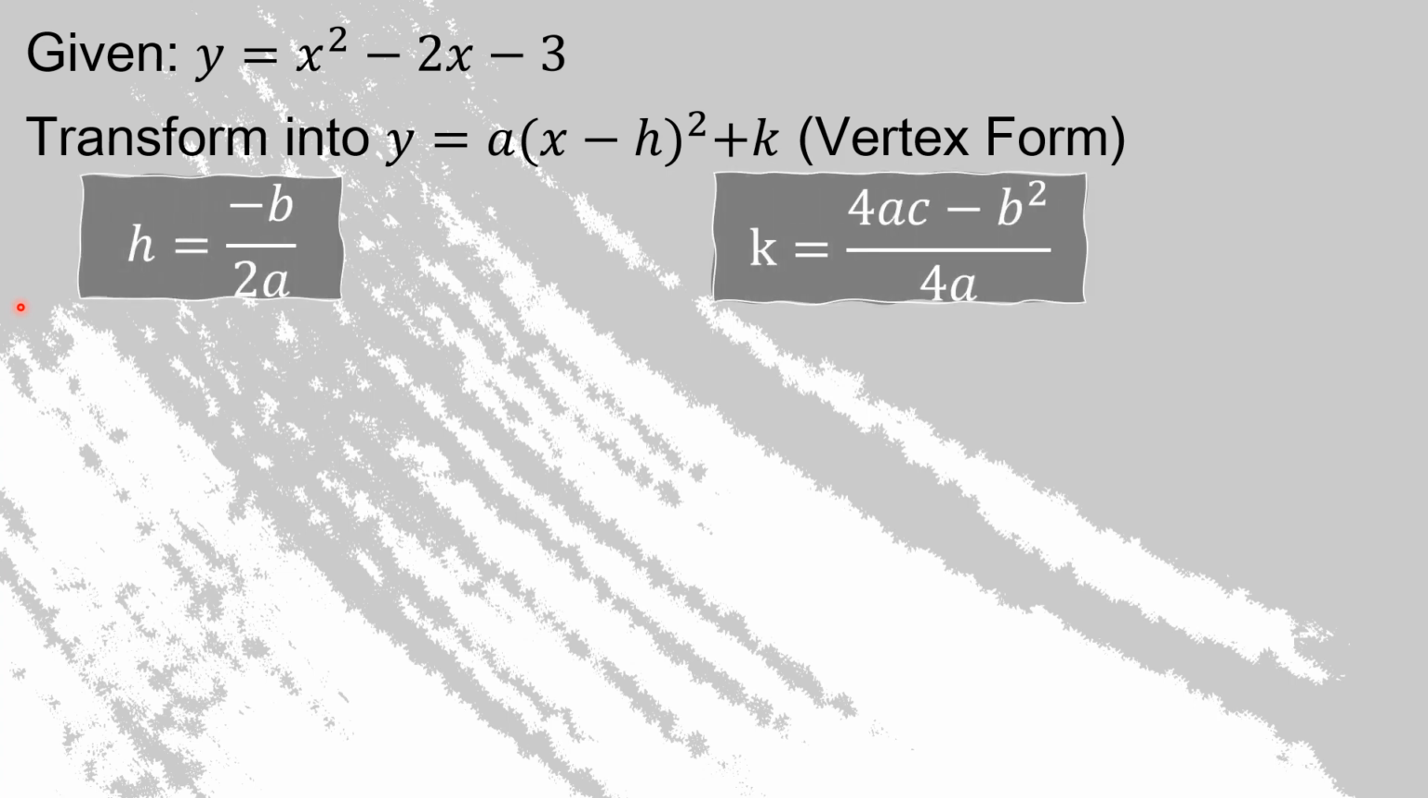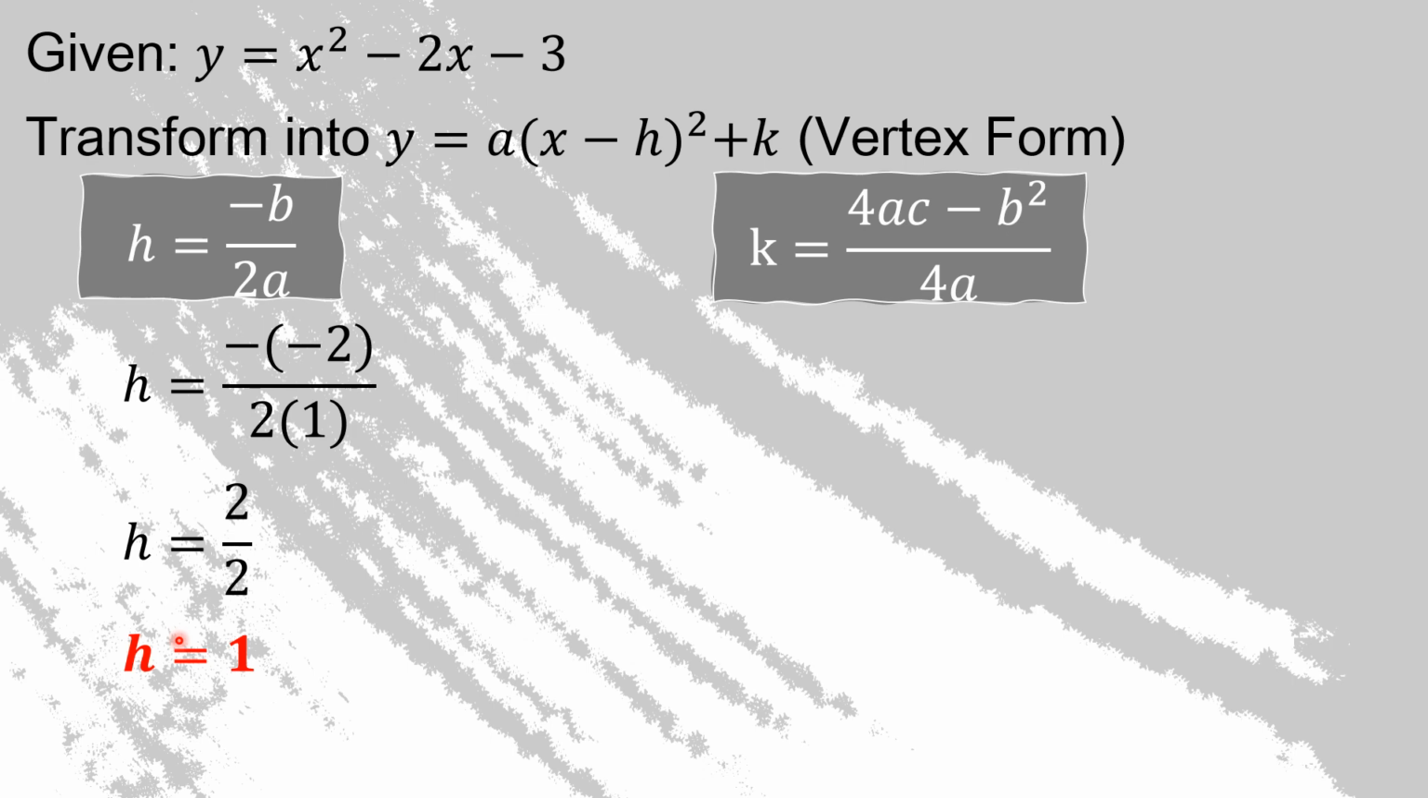So, last example, given y equals x squared minus 2x minus 3. Again, transform into y equals a times x minus h quantity squared plus k, or yung tinatawag nating vertex form. So, let us find the values of h and k using their formulas. So, let us now substitute the values for h. So, h equals negative times negative 2 over 2 times 1 because the value of b here is negative 2, the value of a is positive 1. So, let us now simplify. Kaya magiging h equals 2 over 2 because negative times negative 2 is positive 2, 2 times 1 is 2. So, kaya pang i-divide ang 2 sa 2, so magiging value ng h is positive 1.